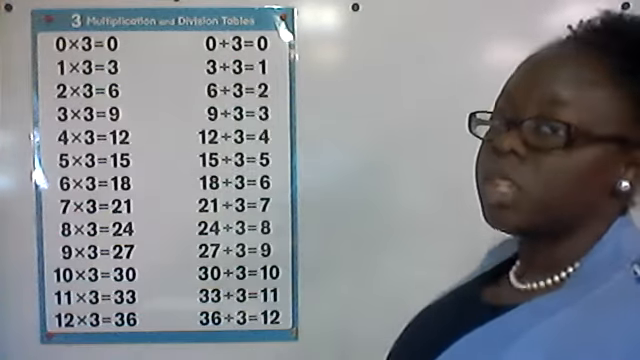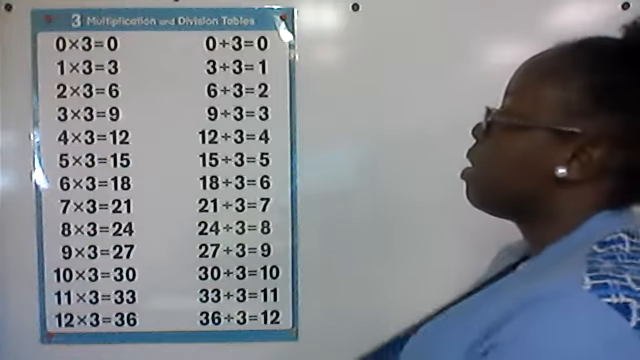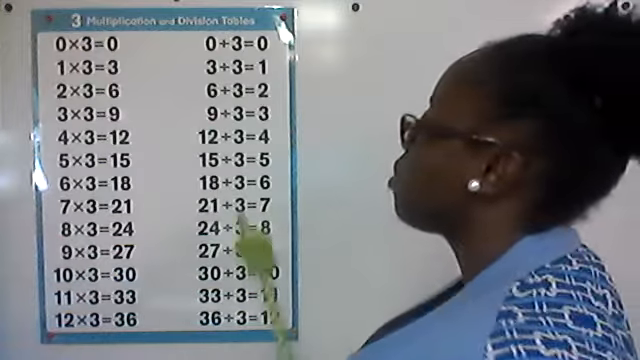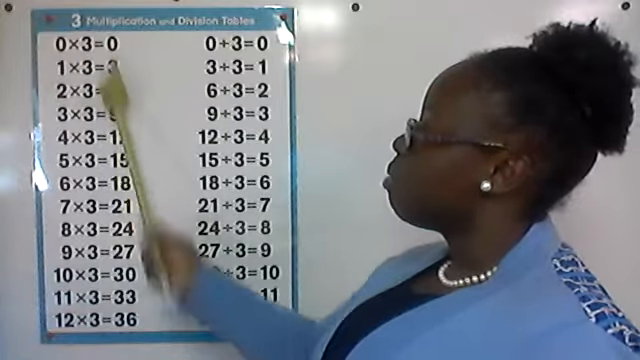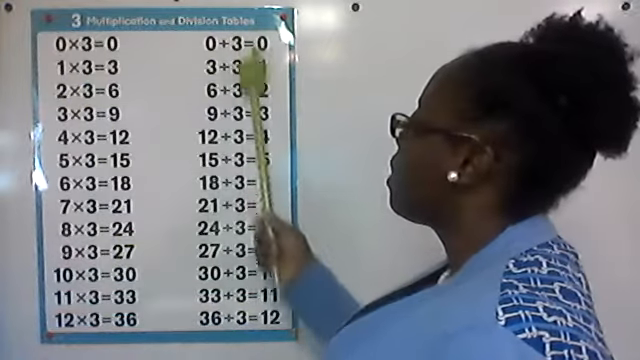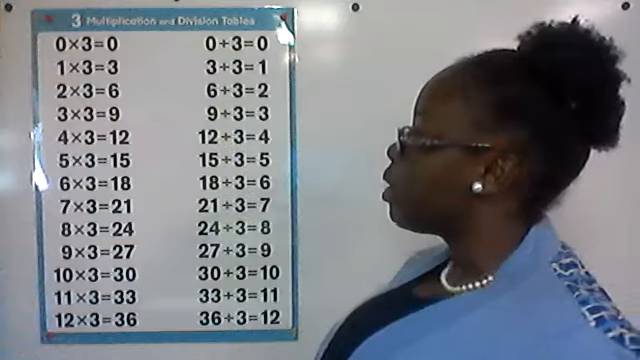Okay, so just like we have been doing, we're gonna go through it twice. Okay, we're gonna do multiplication and division. What we're gonna do is multiplication twice and then division twice. Okay, are you ready?